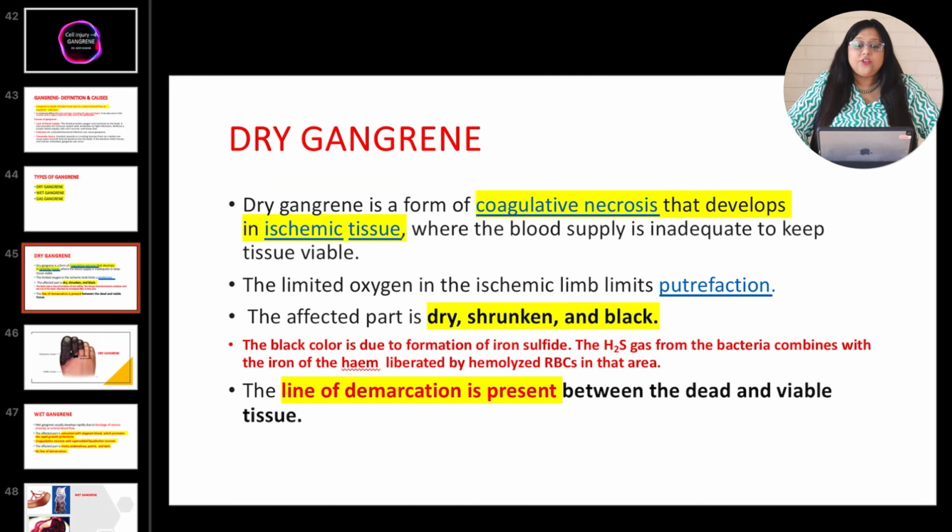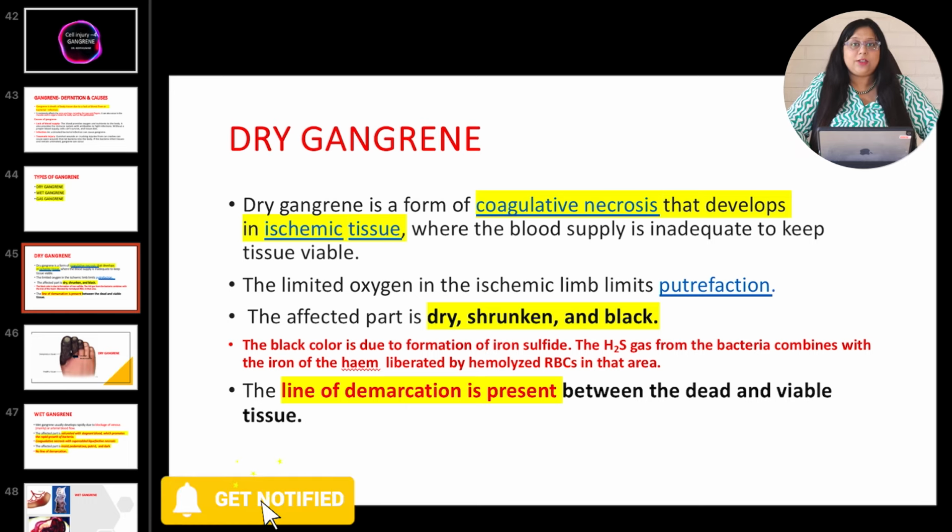Dry gangrene. Dry gangrene is a form of coagulative necrosis that develops in ischemic tissue where the blood supply is inadequate to keep tissue viable. Here, there is limited oxygen in the ischemic limb, so it limits putrefaction. Because of the limited oxygen, the bacteria will not be able to survive, and only a few bacteria could survive. So, there is limited putrefaction in dry gangrene.